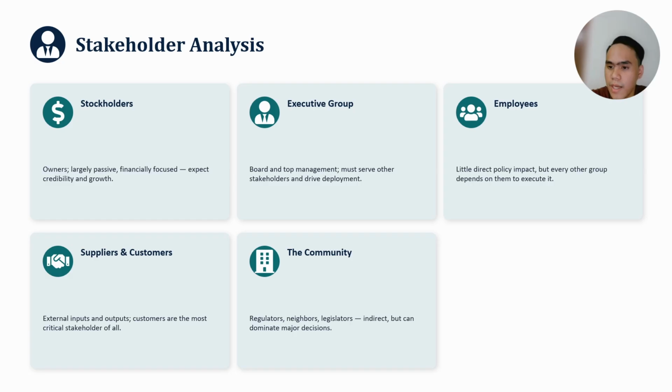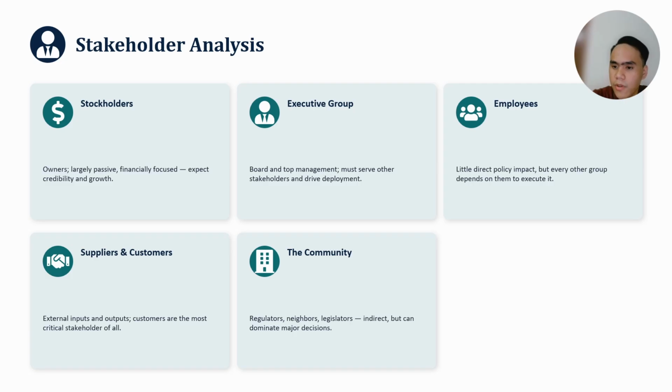So every policy has to be evaluated against the needs of its stakeholders. And this chapter identifies five distinct groups. So let's go through each one and what it looks like in the book. Firstly, the stockholders. So the owners of the company, their role is often described as passive and their needs are primarily financial. So they expect the company to maintain its credibility in financial markets and hope for growth in earnings and share price.